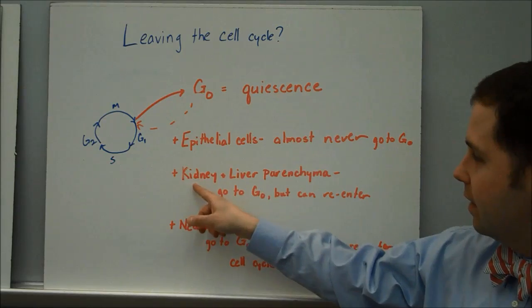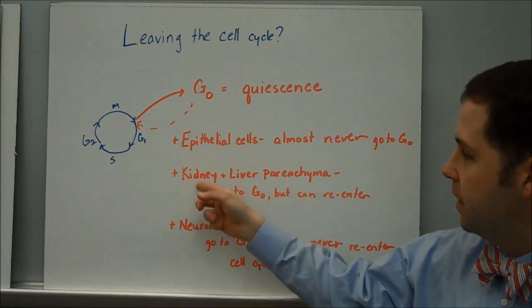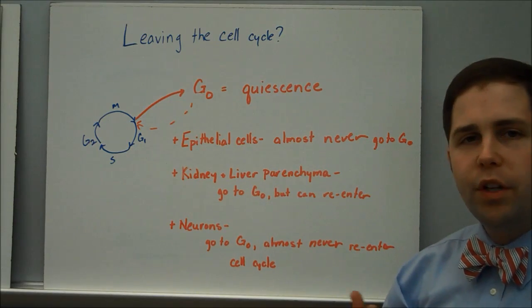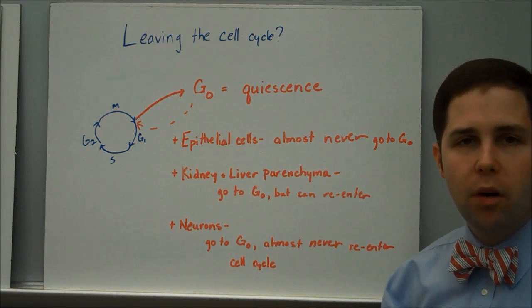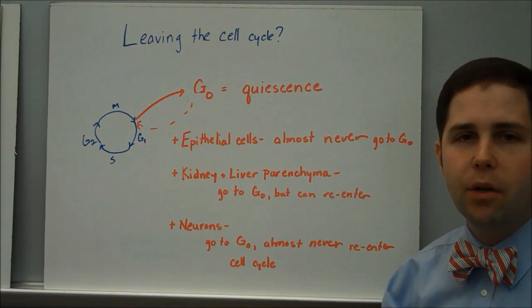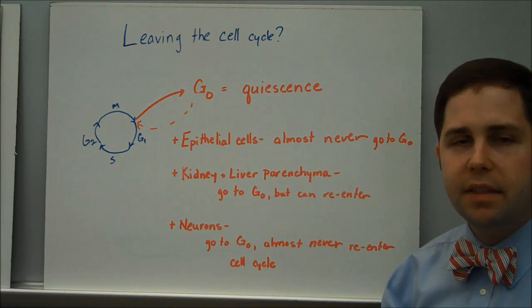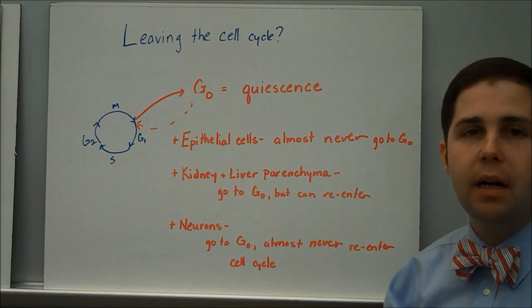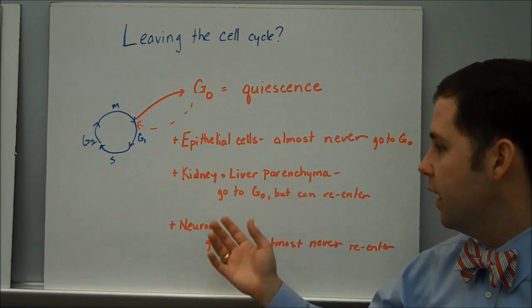We can compare that to cells in your kidney and your liver, specifically in the parenchyma of your kidney and liver. These cells, when you reach adulthood, stop growing. You stop growing your kidneys, you stop growing your liver. So most of the cells in there will go to G0. They're no longer growing. They're just sitting there doing their job, whatever it is in those organs.